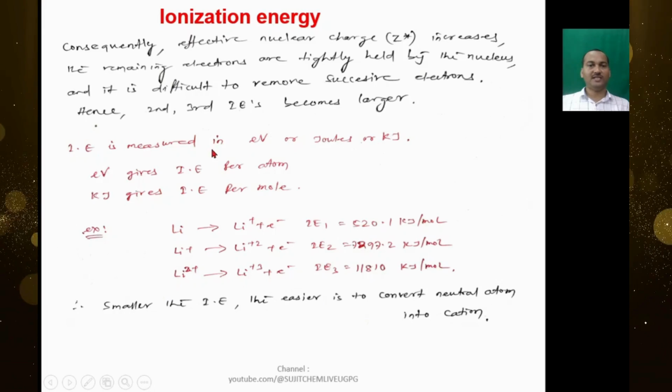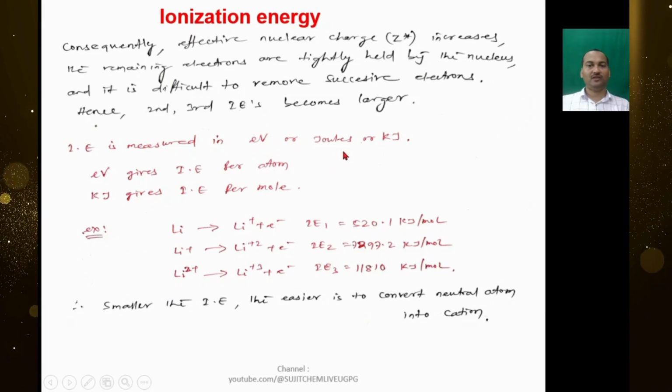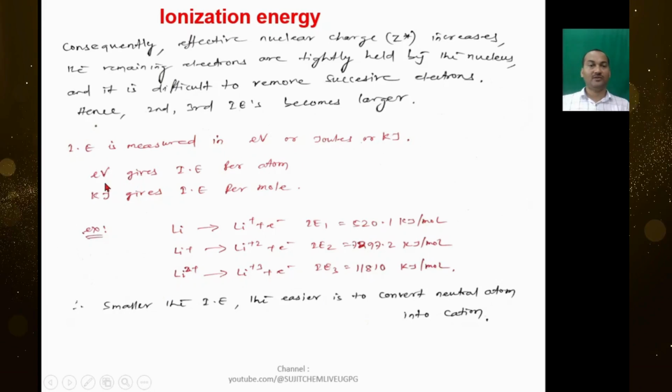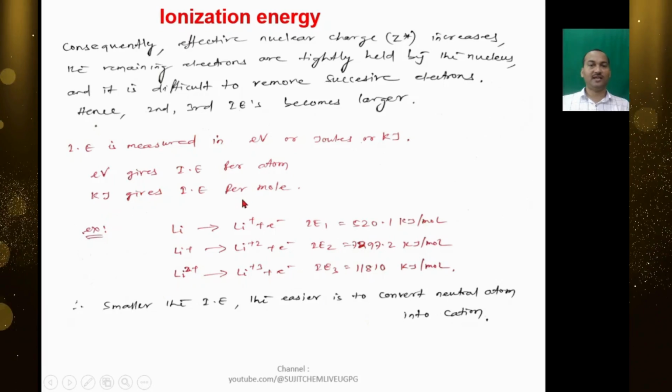The ionization energy is measured in electron volt (eV), joules or kilojoule. eV gives ionization energy per atom and kilojoule gives ionization energy per mole.